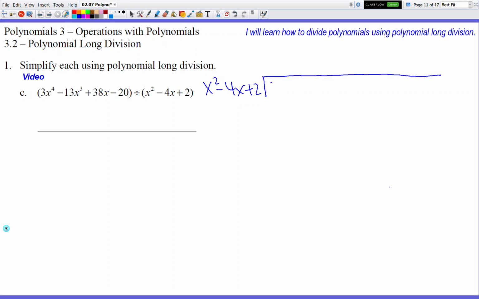So 3x to the 4th power minus 13x to the 3rd power. And then I have a blank for x squared because he's missing. Then I followed up with positive 38x and then negative 20. So I leave a blank for x squared. If you don't leave that blank, trust me, you're going to make a mistake. It happens every year. Okay? So x squared is going to be what I want to use to turn into everybody on the inside.